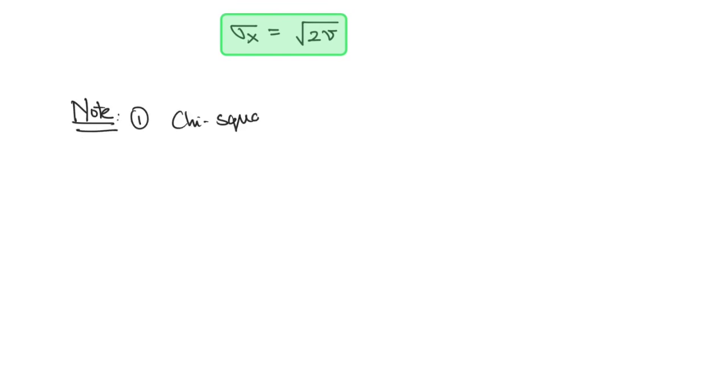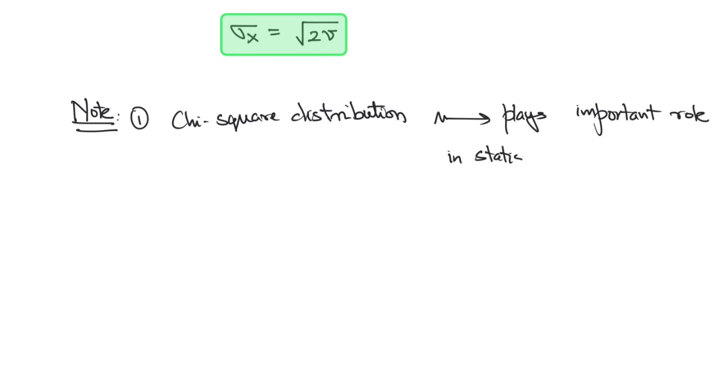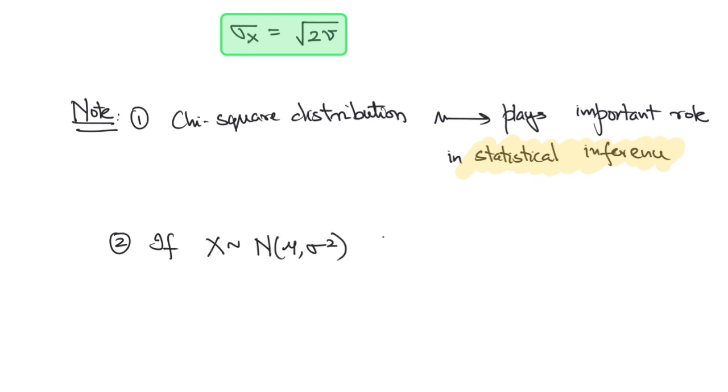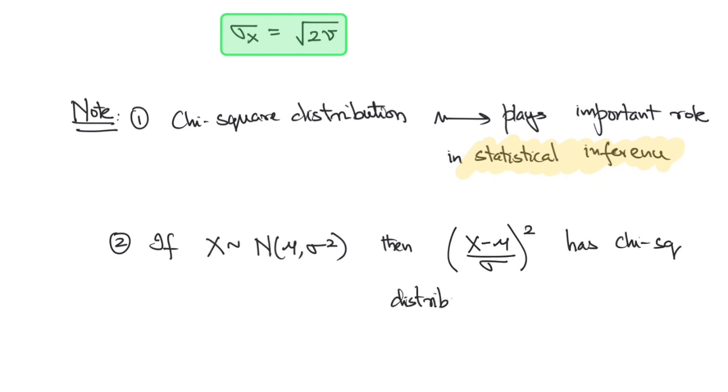The chi-squared distribution has many important applications. One in particular is its role in statistical inference for the population variance. Also, if x has the normal distribution with parameters mu and sigma squared, the square of the standardized variable (x minus mu) divided by sigma will have the chi-squared distribution with 1 degree of freedom.